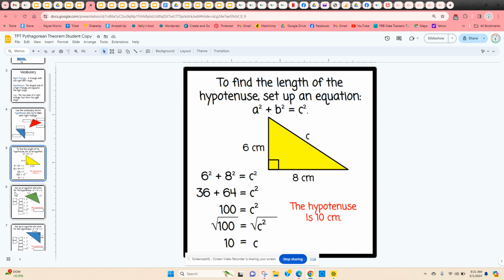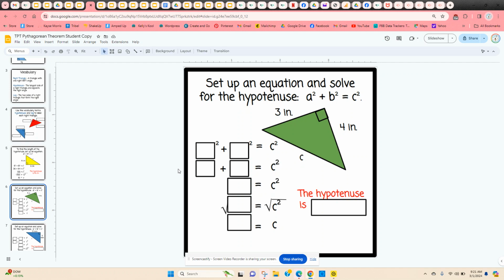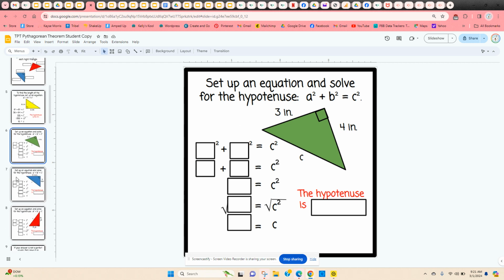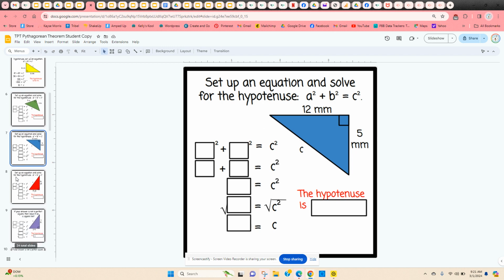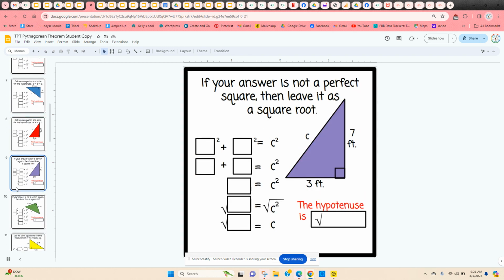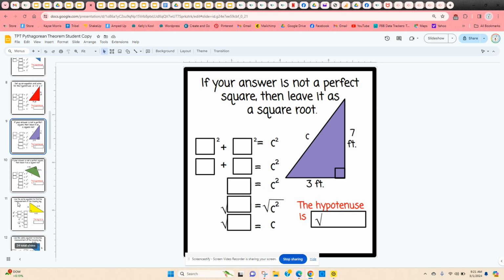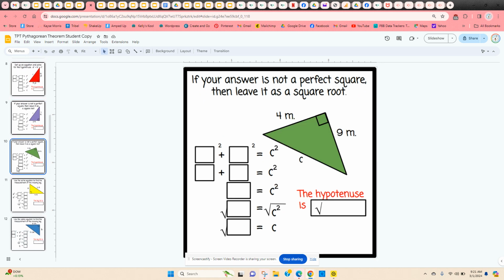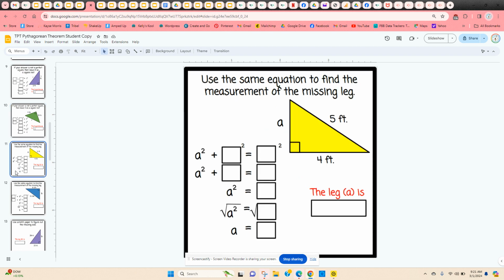Now students are going to be doing this on their own. They're just going to type in the text boxes. So here we get 3 squared plus 4 squared equals c squared, and they're going to solve for c. So the first few problems, they're just solving for the hypotenuse. When they get to slide 9, the answer will not be a perfect square, so the answer will just be a square root. Same thing on the next one.